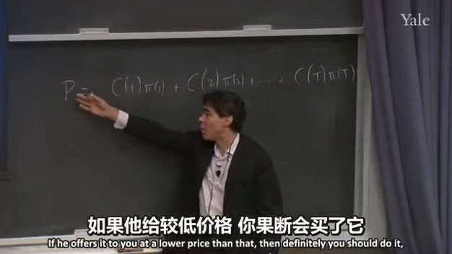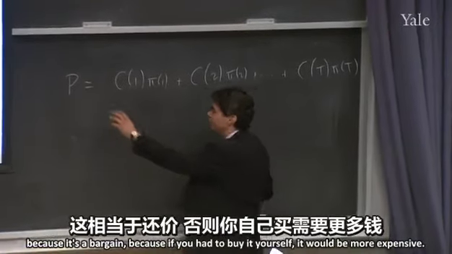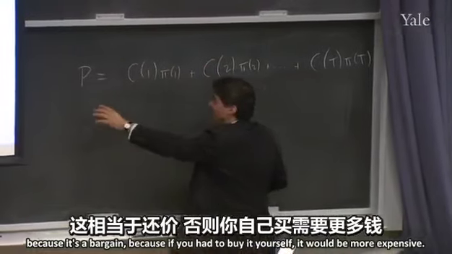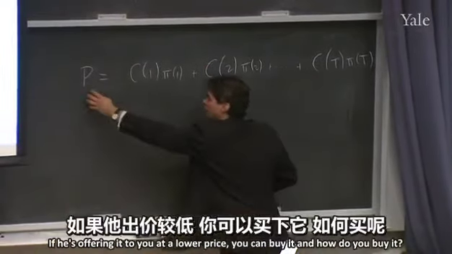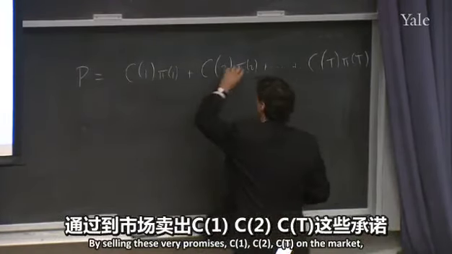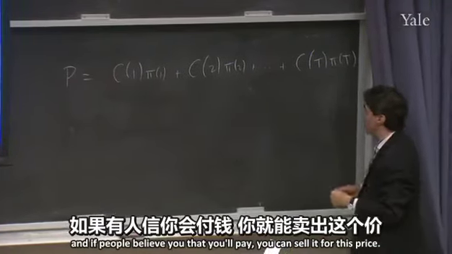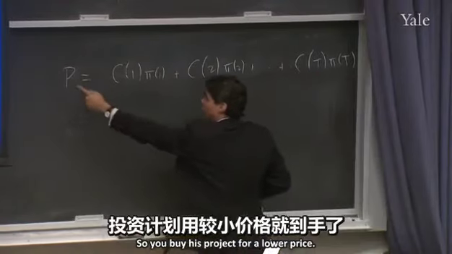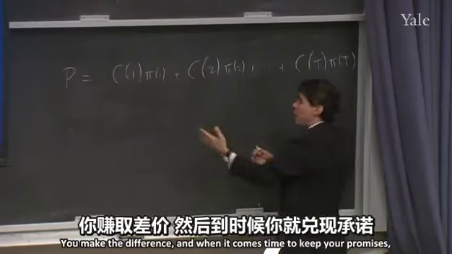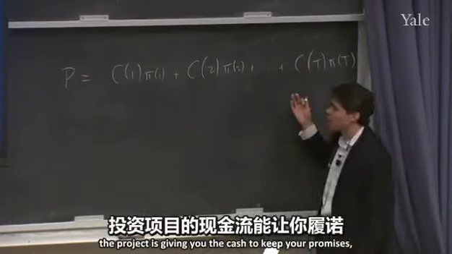If he offers it to you at a lower price than that, then definitely you should do it, because it's a bargain; if you had to buy it yourself, it would be more expensive. In fact, you can make an arbitrage profit. If he's offering it to you at a lower price, you can buy it. And how do you pay for it? By selling these very promises, C1, C2, CT, on the market. And if people believe you that you'll pay, you can sell it for this price. So you buy his project for a lower price, you sell it for a higher price, you make the difference, and when it comes time to keep your promises, the project is giving you the cash to keep your promises, so you lock in a profit for sure.